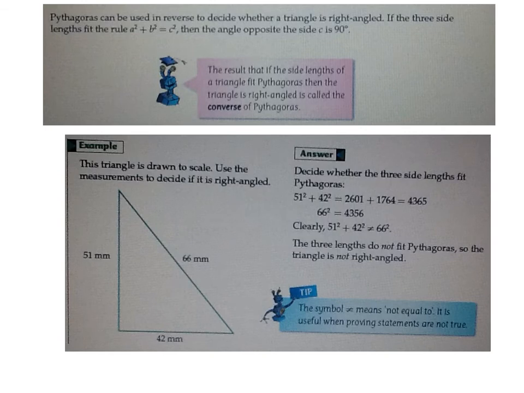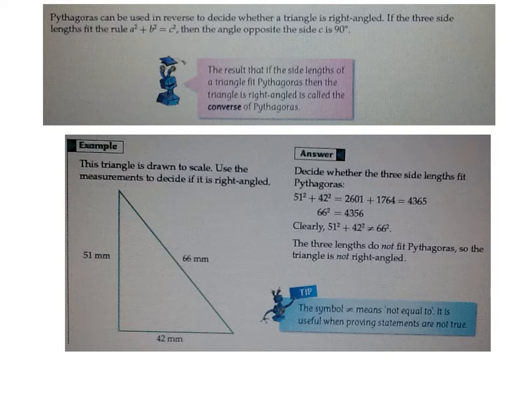Work through this example down below. It is a triangle that's been drawn to scale, so see if you can use your ruler to work out those measurements and apply them to the formula, and you can see that once you've done that, there is also the formula on the right hand side.